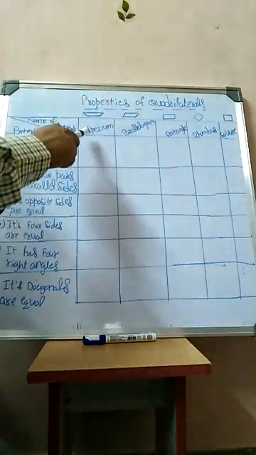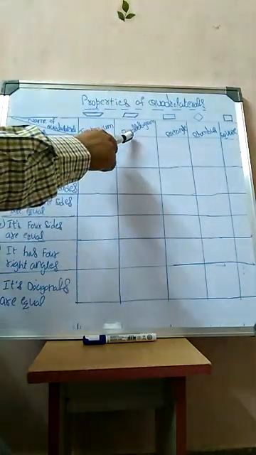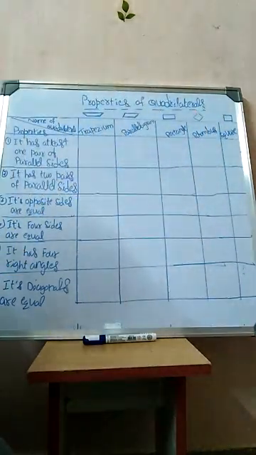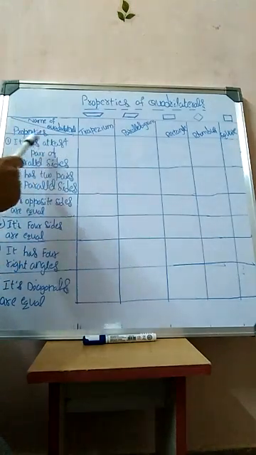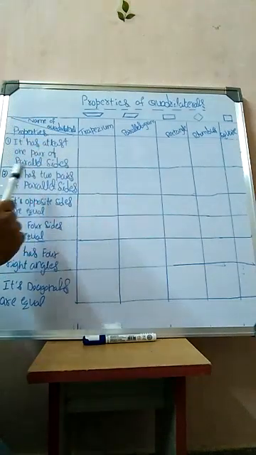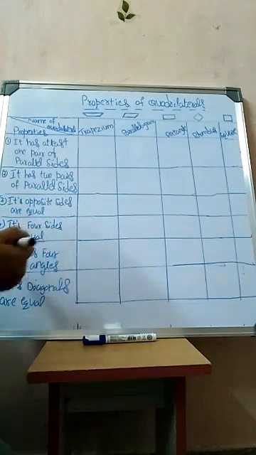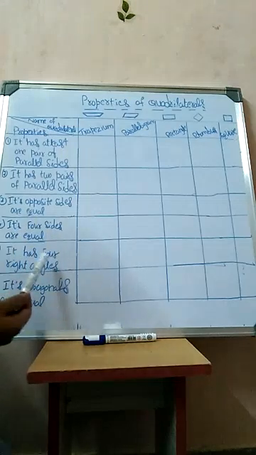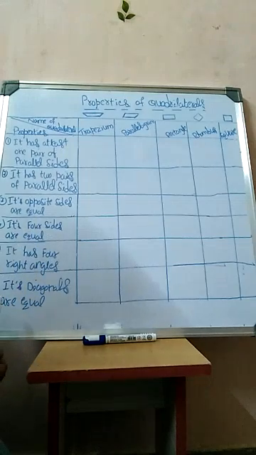And horizontally, the figures are also drawn: trapezium, parallelogram, rectangle, rhombus and square. And vertically, different properties. What are those? The first one, it has at least one pair of parallel sides. Second one, it has two pairs of parallel sides. Third one, its opposite sides are equal. Then fourth one, its four sides are equal. The fifth one, it has four right angles. The sixth one, its diagonals are equal.